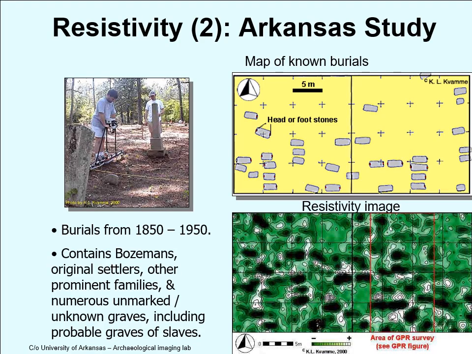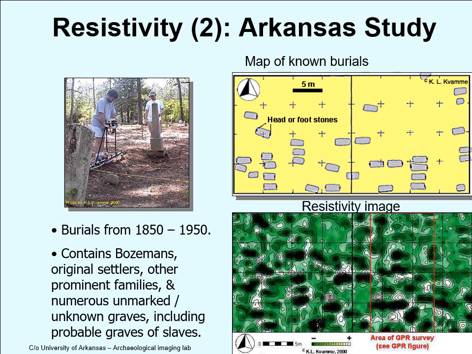Here's an example in Arkansas, looking in a graveyard. So the known graves are the grey rectangles on the top right image. They're collecting resistivity data. You can see that in the top left equipment, and then the results on the bottom right. So you can see some relatively low resistance rectangles, which correspond to some of those known burials, but also there's some others that aren't on that known graveyard plot. So it can be quite a useful method.